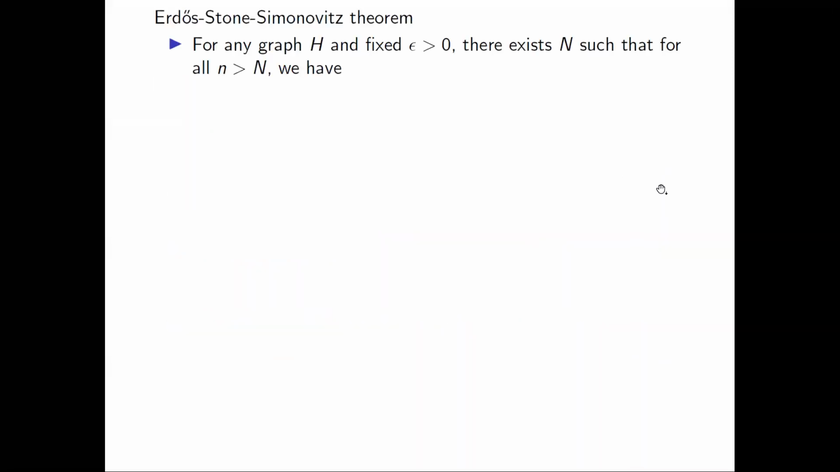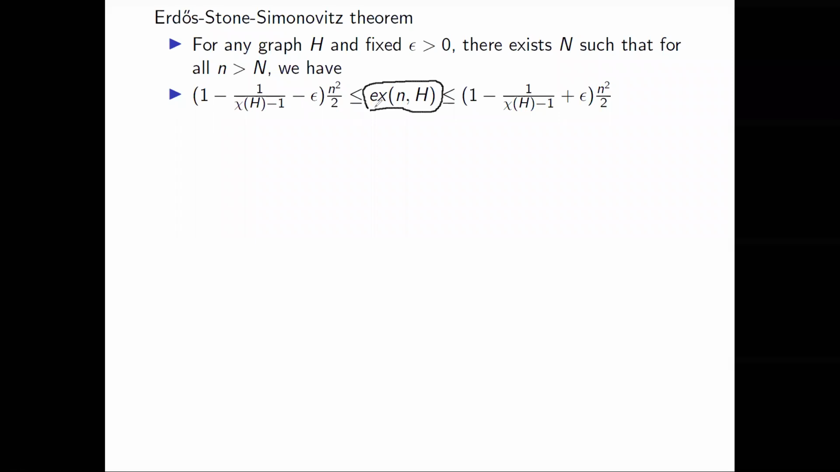So in order to see why this theorem is true, this theorem that I state here, for any graph H and any fixed epsilon greater than 0, there exists some large N such that for all little n greater than large N, we have these sharp bounds on the Turan extremal function of H. So we can bound it between this lower bound, that constant minus a small epsilon times n squared over 2, and this constant plus little epsilon times n squared over 2. And we're not going to go through the full details of the proof. We're just going to discuss the main idea of why this is true.